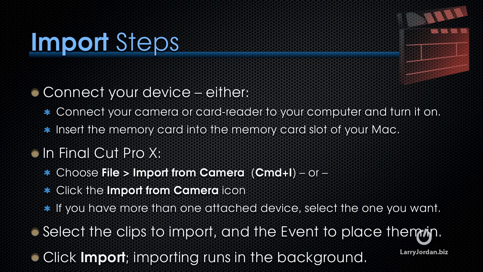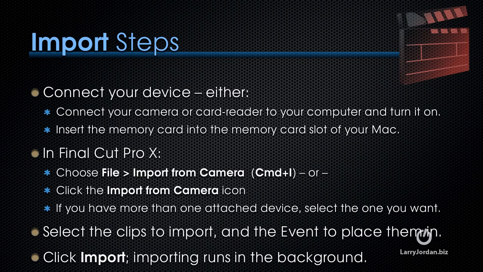To import your media, connect your device, either by connecting your camera or card reader to your computer and turning it on, or insert the memory card into the memory card slot of your Mac, if your Mac has one. Then in Final Cut Pro 10, either choose File, Import from Camera, or type Command I, or click the Import from Camera icon. If you have more than one attached device, select the device you want to import from. Then select the clips or portions of clips you want to import and the event you want to place the clips in. Finally, click Import.